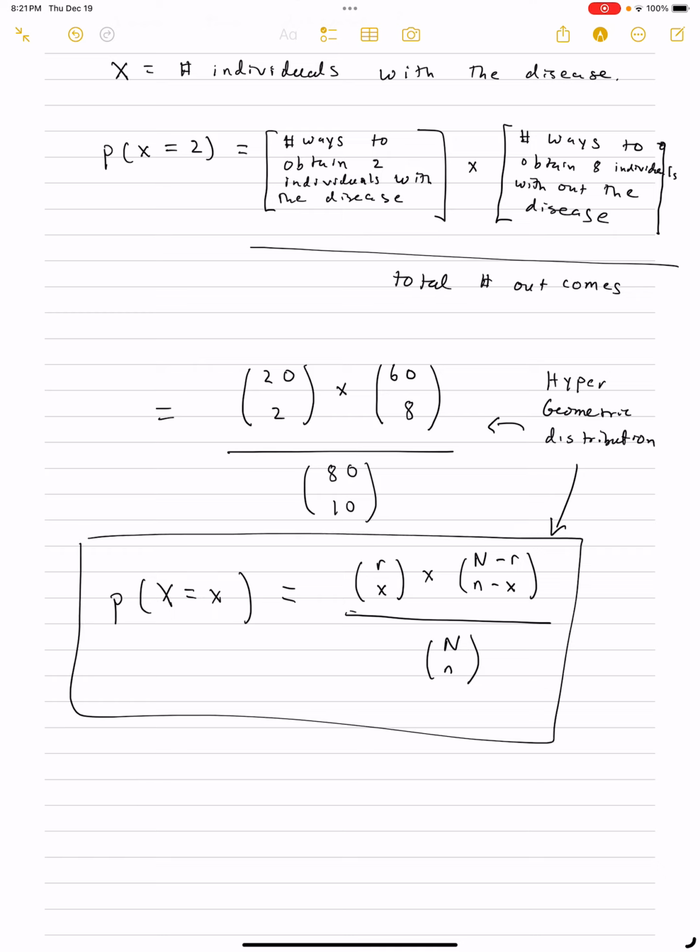So anytime we have to count things like this, where X is the number of individuals with the trait, you could think of that as the success, and we have a population size of capital N and a subpopulation of R with the trait, we can use the hypergeometric distribution to calculate probabilities. Notice we do not have a probability P of success given in this instance. Okay, thank you very much.